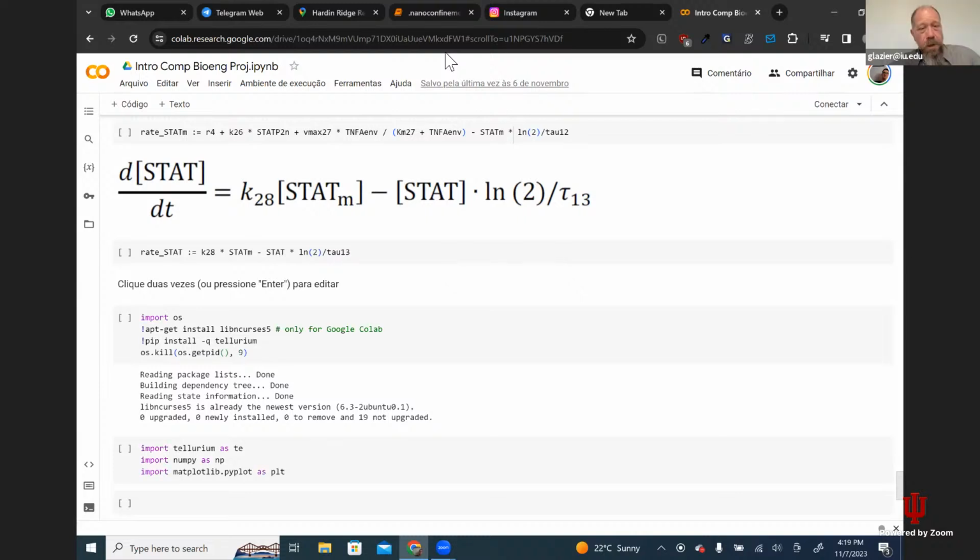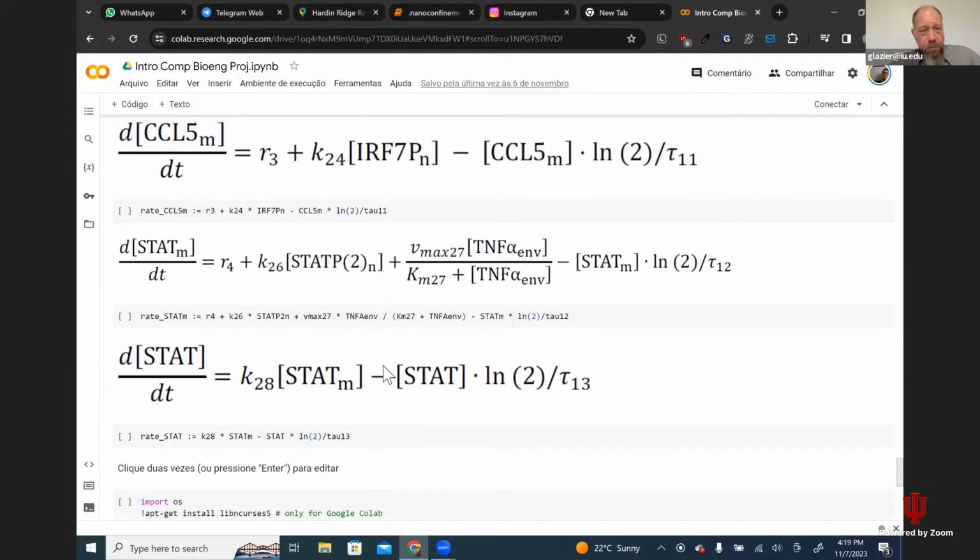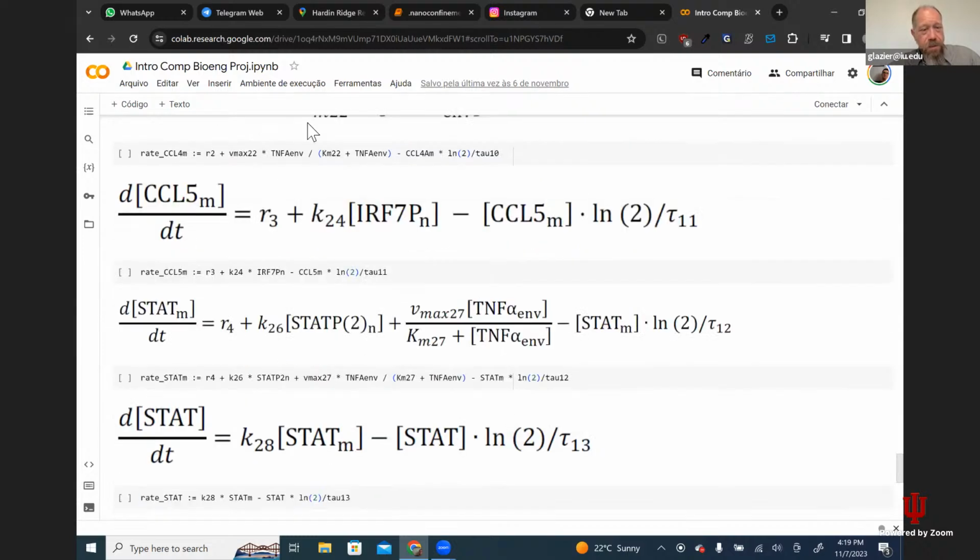That's fine. I mean, one small thing is when you've got these things written as assignments, not as rate equations, I guess you could always put that into a rate equation, say DCCL5M equals rate underscore CCL5M. Is that what you're planning on doing?